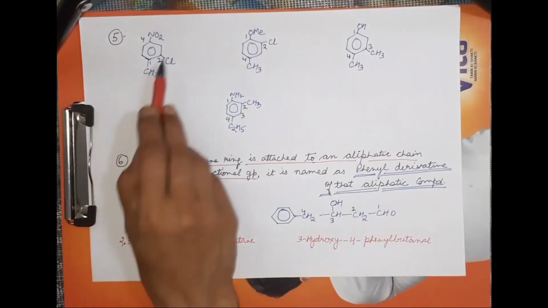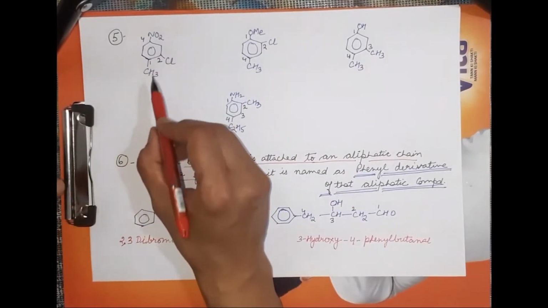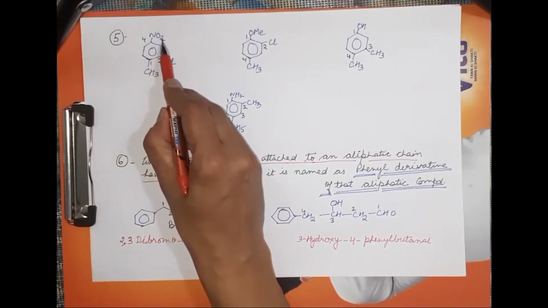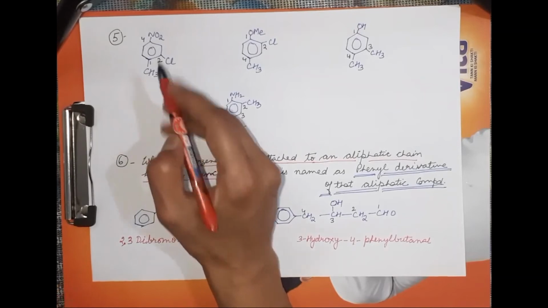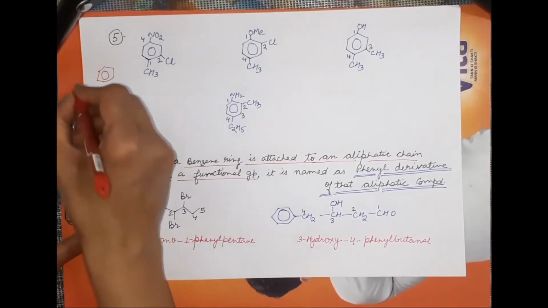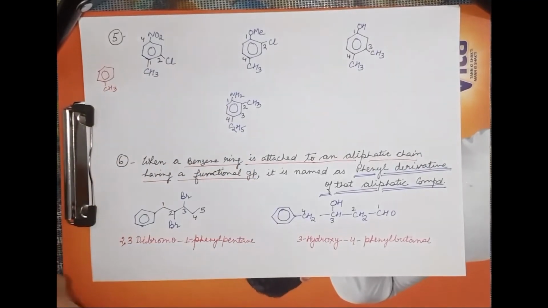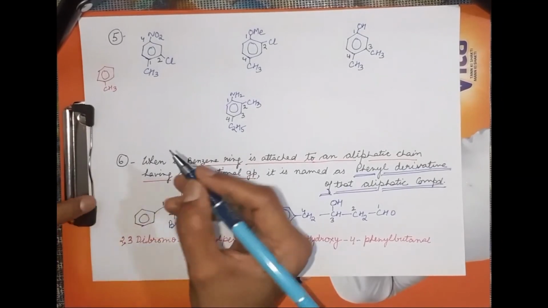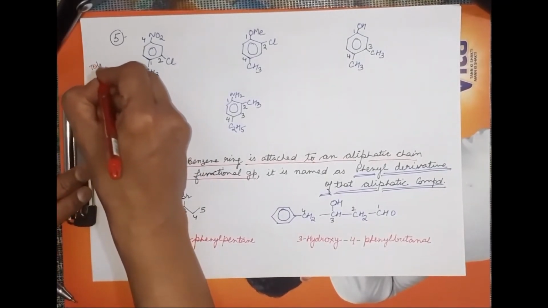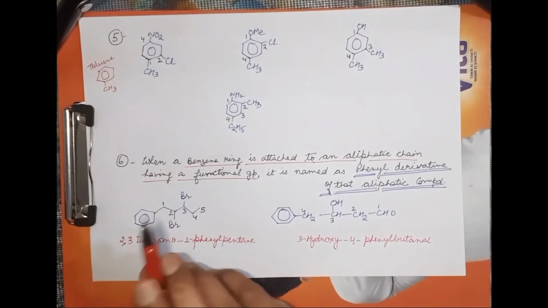In this first example, we can see this benzene ring is having one NO2 group, one chloro and one methyl group. As I have discussed earlier, if a benzene ring is having this methyl group, there is some special, or we can say some common name in this case. So this is called toluene. The common name for this is called toluene.